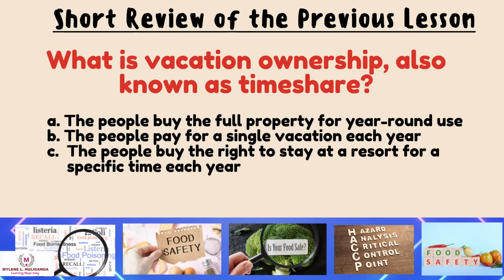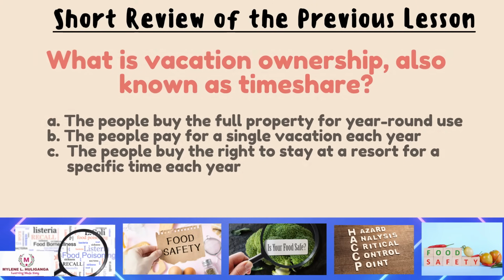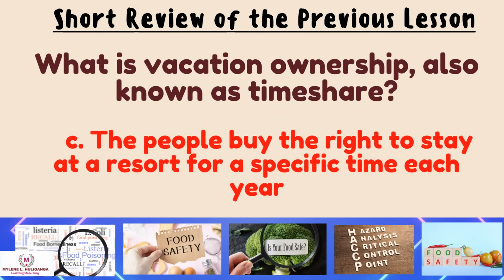What is vacation ownership, also known as timeshare? Letter A. The people buy the full property for year-round use. Letter B. The people pay for a single vacation each year. Or letter C. The people buy the right to stay at a resort for a specific time each year. The answer is letter C. The people buy the right to stay at a resort for a specific time each year.